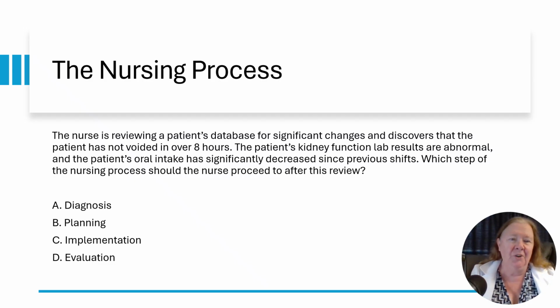Okay, here we go. The nurse is reviewing a patient's database for significant changes and discovers that the patient has not voided in over 8 hours. The patient's kidney function lab results are abnormal, and the patient's oral intake has significantly decreased since previous shifts. Which step of the nursing process should the nurse proceed to after this review?